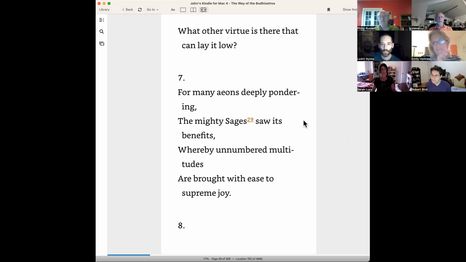For many eons, deeply pondering, the mighty sages saw its benefits, whereby unnumbered multitudes are brought with ease to supreme joy.